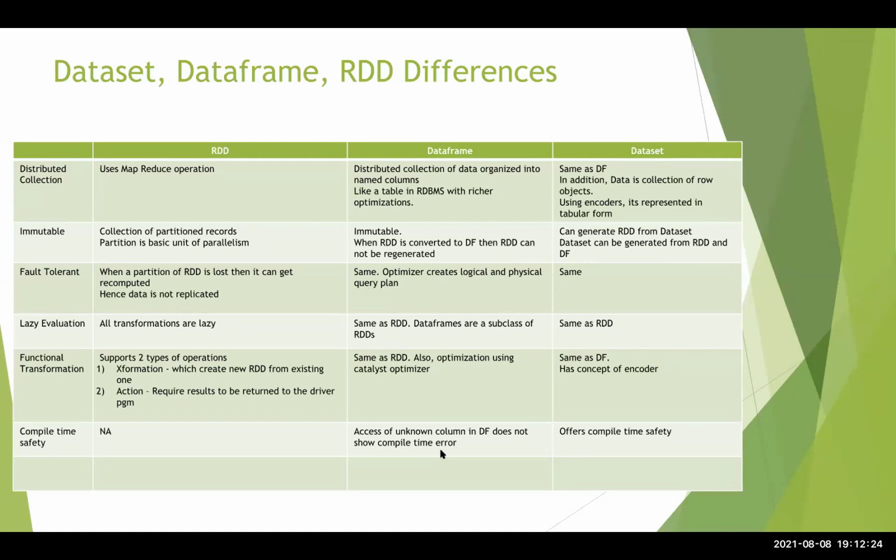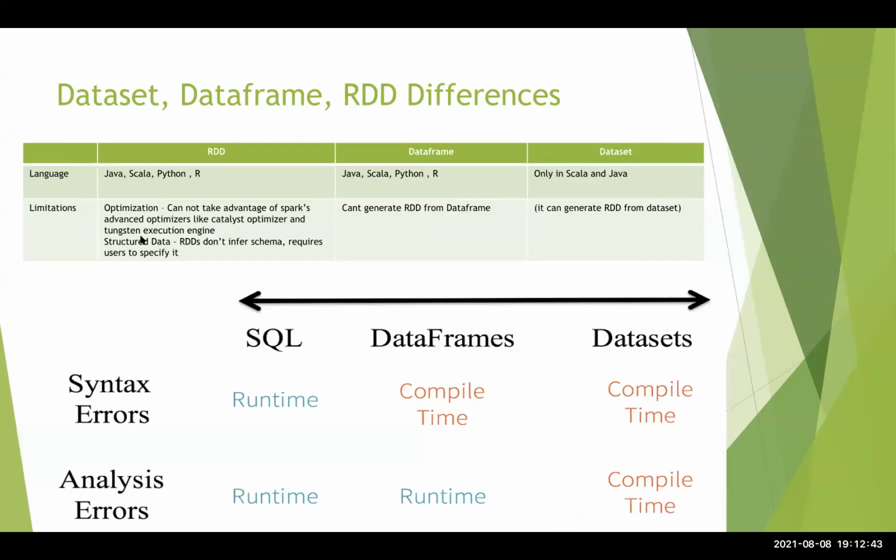If you use Dataset, while writing the code itself you will see that error at compile time. This is type safe. When you get an error during compile time, consider it type safe. If you get an error during runtime, consider it untyped. RDD is available in all these languages. Dataset is available in Scala and Java, not in Python and R. This cannot take advantage of Spark optimization, like the Catalyst optimizer and Tungsten engine.